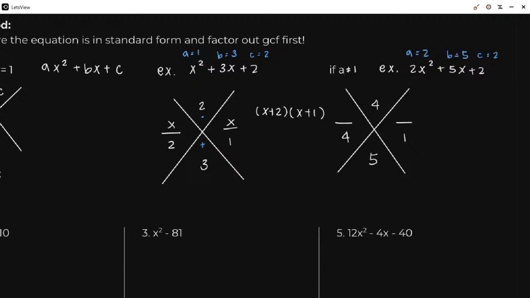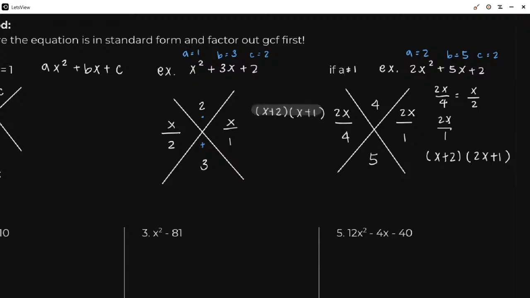And then I'm going to write a times x on the top of these. So that would be 2x over both of them. So we kind of have this fraction, 2x over 4 and 2x over 1. And if you can simplify it, you want to do that first. So for this one, we can simplify this to x over 2. And the bottom one, we can't, so we can leave it. And that'll become x plus 2 times 2x plus 1.